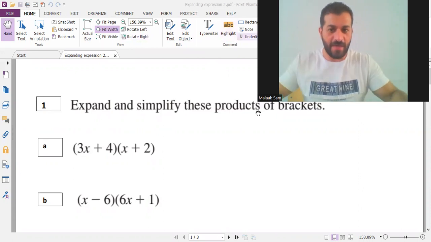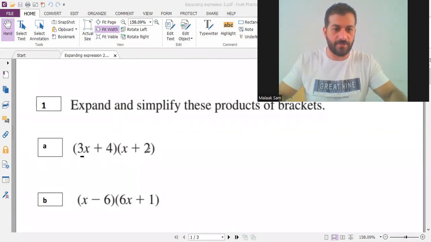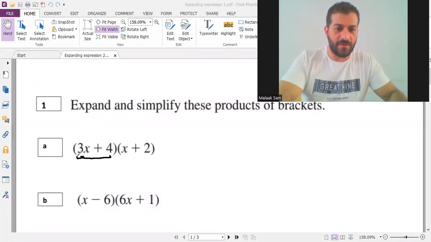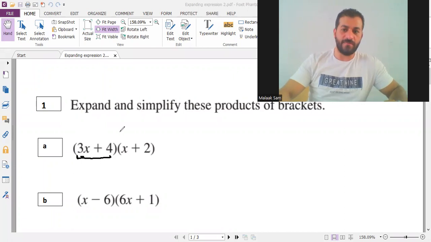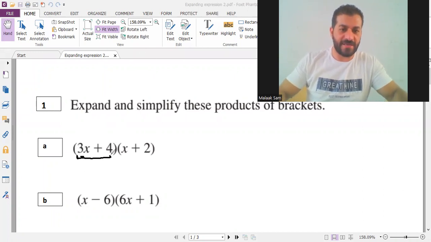So, if I have a bracket like, let's say, 3x plus 4 multiplied by x plus 2, how can we expand them? So I have a binomial, and what is the meaning of binomial? Binomial means the expression which has two terms. I have 3x, the first term, and I have the second term 4. Multiplied by binomial, it's x plus 2.